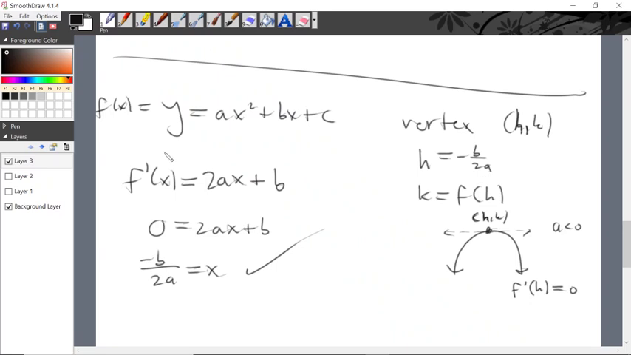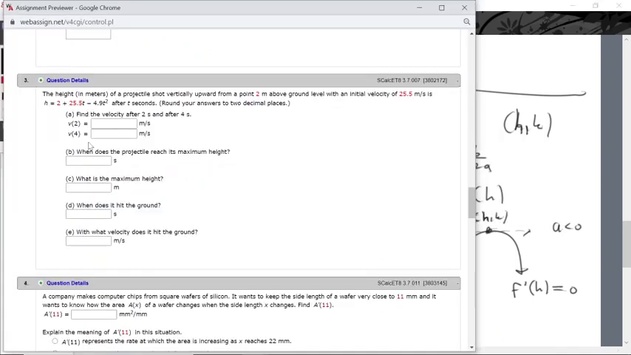Okay? We can use calculus also to determine the same quantity by saying, well, we know that the slope of the tangent line is 0 at the vertex of a parabola, so we could find the derivative, in this case, of our height function and set that derivative equal to 0, solve for t, and we would get the same value that we would get from negative b over 2a. That would be the value of the time when the object is at its maximum height.